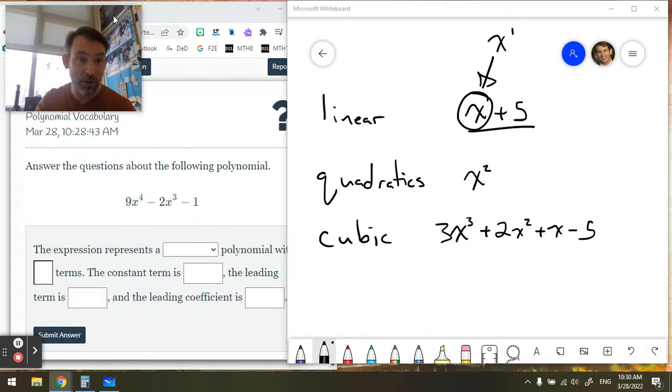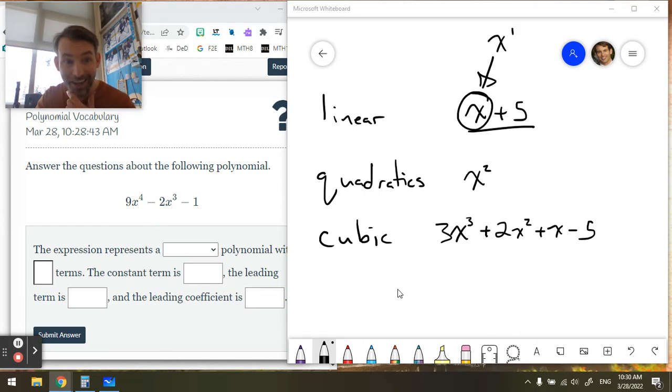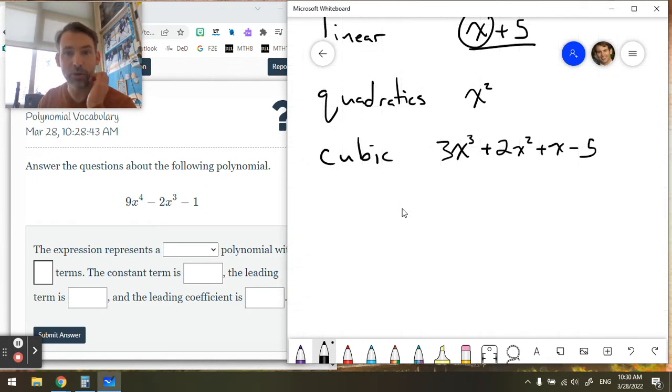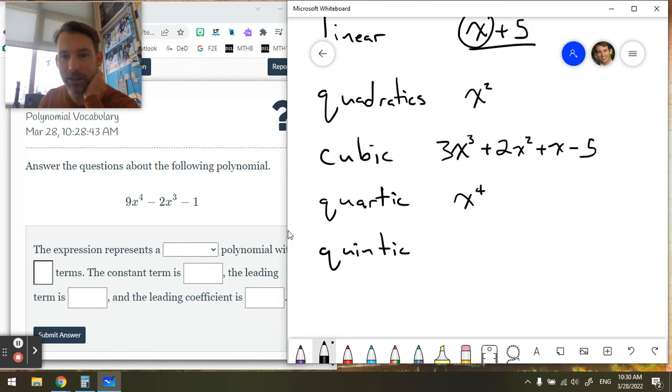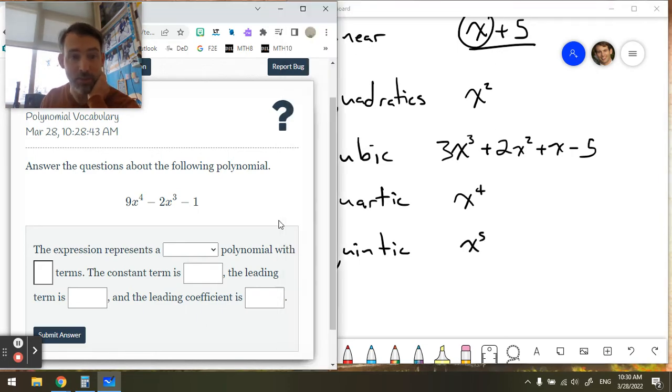And then there are 2 more words, quartic and quintic. Quartic has the qua, like quartic. These will have x to the 4 somewhere in them. And a quintic, like a quintuplet, will have an x to the 5. So that's how you can distinguish between the different types of polynomials.